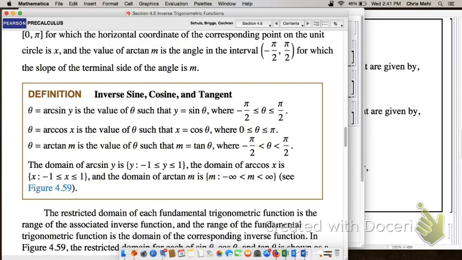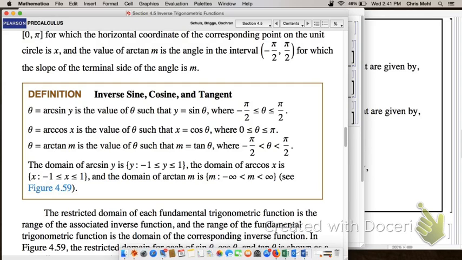And then lastly, theta equals arc tan of m. So again, if m is given, you're trying to find the output, arc tan of m. It's going to be an angle theta such that m is equal to tangent theta. So when you plug that angle into tangent, you get m back. But you have to make sure that it's the angle between minus pi over 2 and pi over 2.